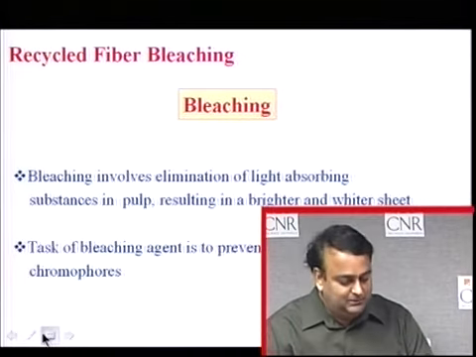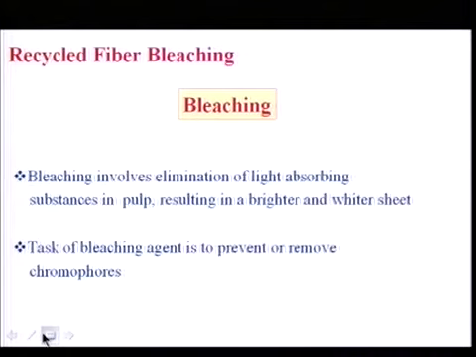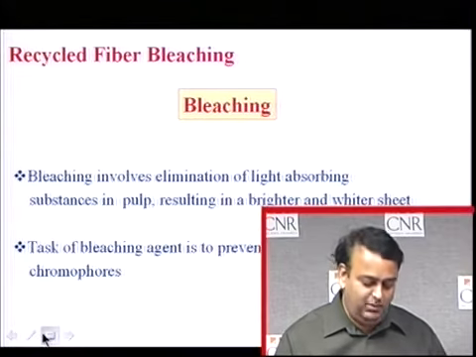What is bleaching? Bleaching involves elimination of light absorbing substances in pulp, resulting in brighter and whiter shades. What's the task of a bleaching chemical? To prevent or to eliminate the chromophores, or also to modify the chromophores that are present in the recycled fiber.